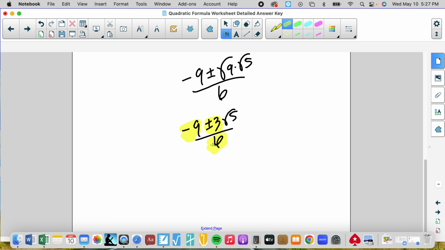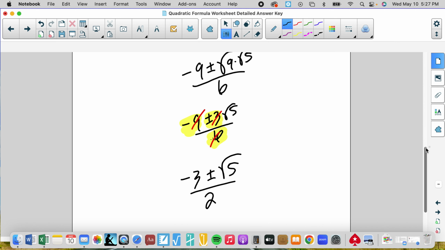Is there a common factor? Yes. 3 goes into all of them. 3 goes into all 3 of those. So if I divide each of those by 3, I get negative 3 plus or minus 1 rad 5 over 2. Because 3 goes into 6 2 times. So that's going to be my answer.